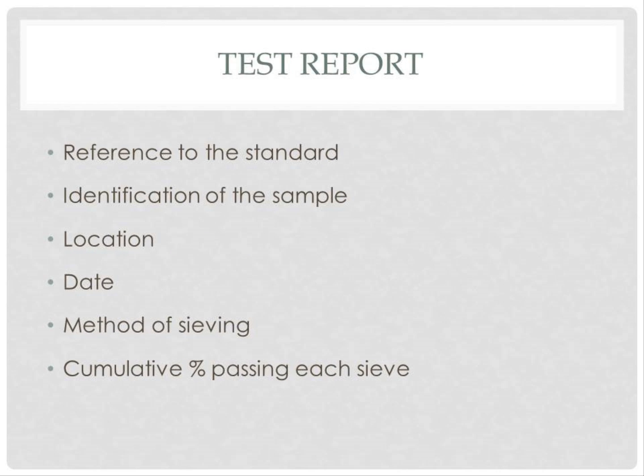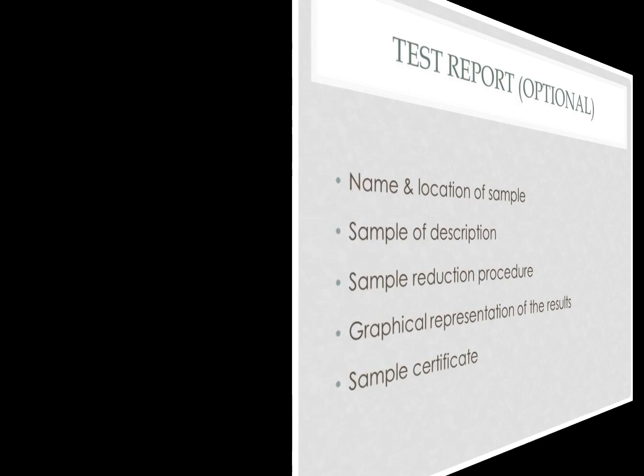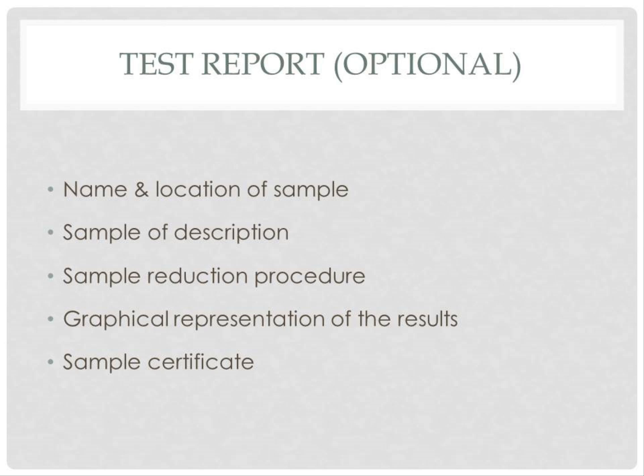Finally, the test report that must be documented must include reference to the standard, identification of the sample, location of the test, date of the test, method of sieving, and cumulative percentage passing each sieve. Documentation which is optional to the test report includes name and location of sample, sample description, sample reduction procedure, graph representation of the sample, and the sample certificate number.